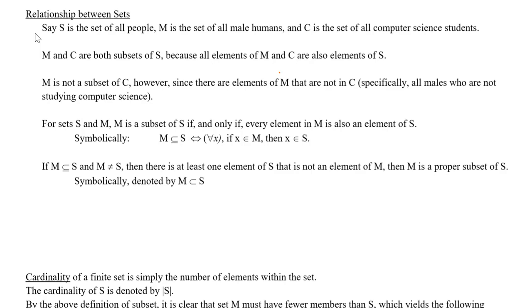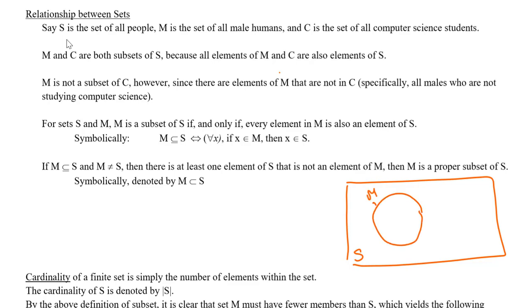Hello, in this video we're going to see relationship between sets. Let's say we have S is a set of all people. So all people are here, set S. And let's say we have M is a set of all males, humans, male. And we have C is a set of computer science students. So there could be some computer science students that are male. So that's an intersection between the two sets.